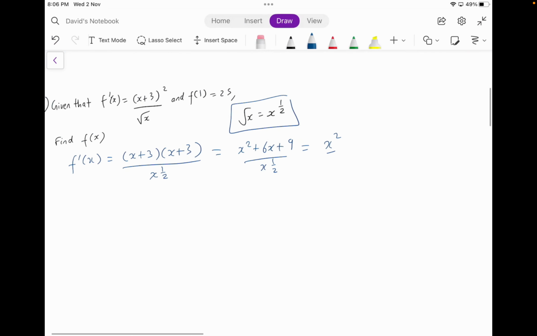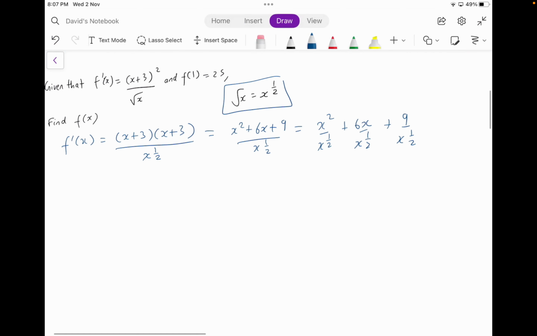What we're going to do now is split these terms. So x raised to the power 2 divided by x raised to the power half, plus 6x divided by x raised to the power half, plus 9 divided by x raised to the power half. Now all we're going to do again is simplify. It's going to be equivalent to x raised to the power 2 minus half, plus 6x raised to the power 1 minus half, plus 9x raised to the power negative half.